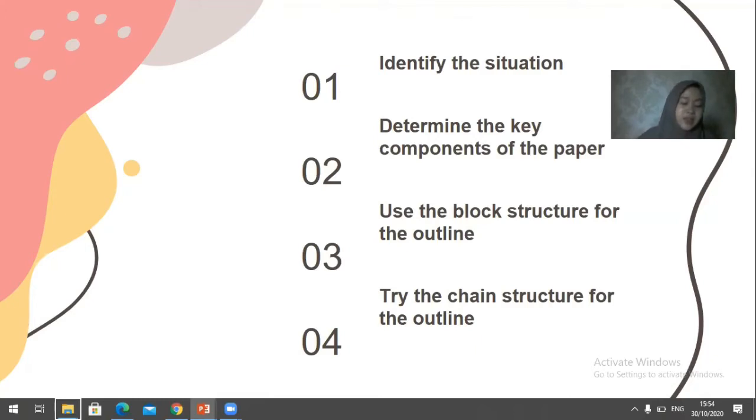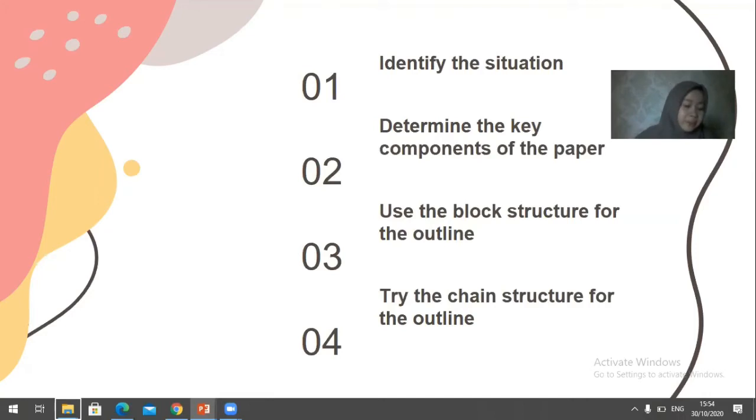And then the fifth is solution 1. And the sixth is solution 2. And the last is the conclusion section, where you discuss the evaluation. And the last, try changing the structure for the outline.